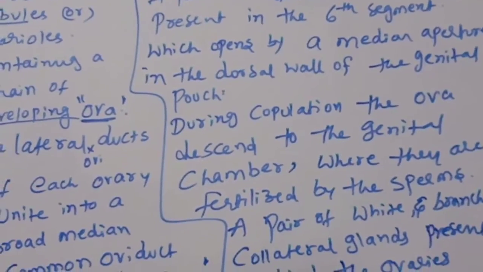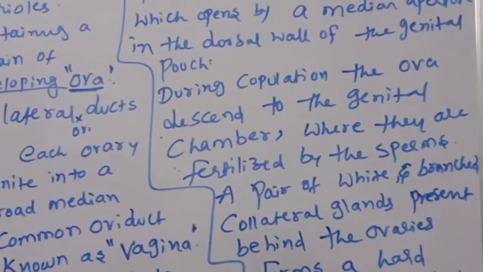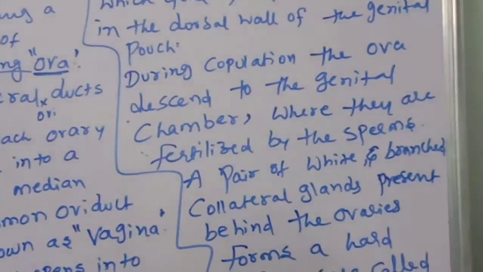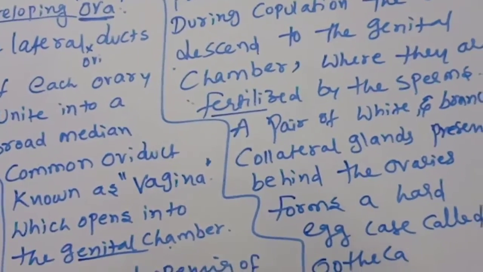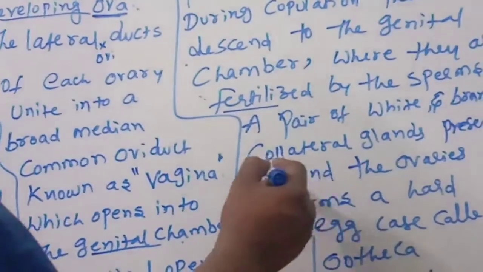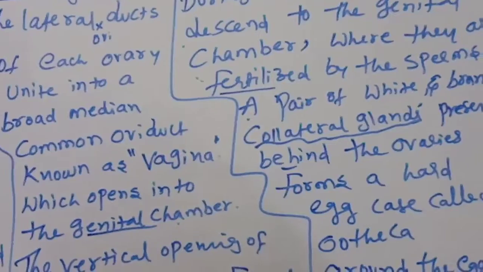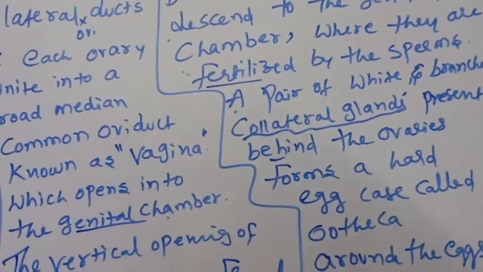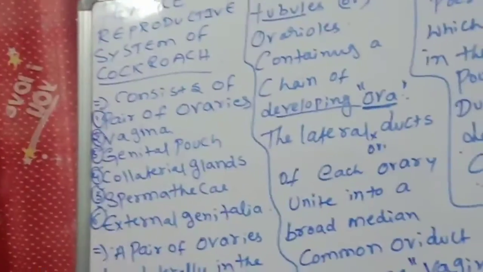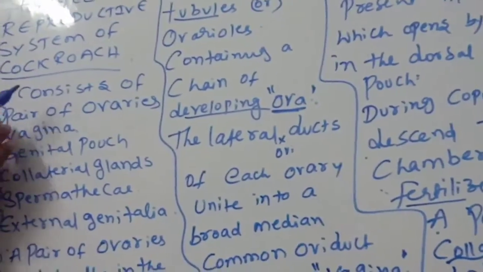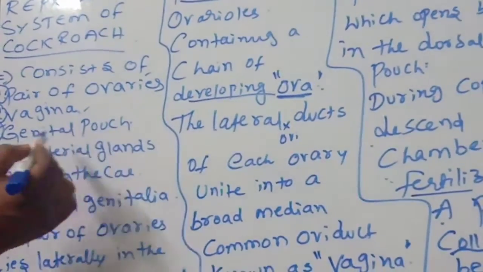During copulation, the ova descend to the genital chamber, where they are fertilized by the sperms. A pair of white branched collateral glands, very important, present behind the ovaries, forms a hard egg case called ootheca around the eggs.